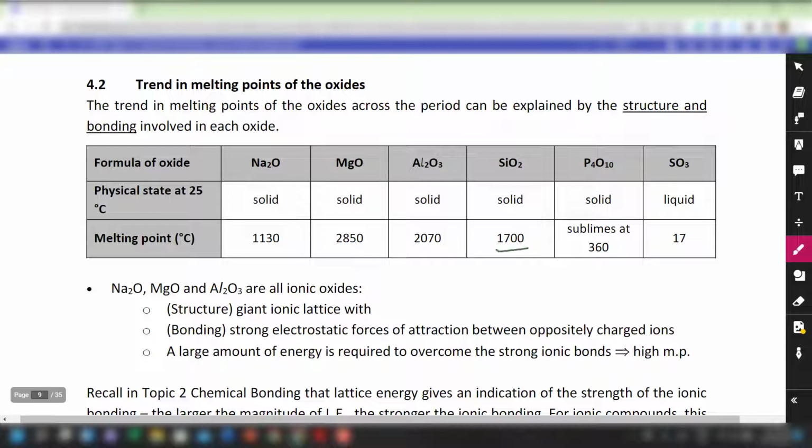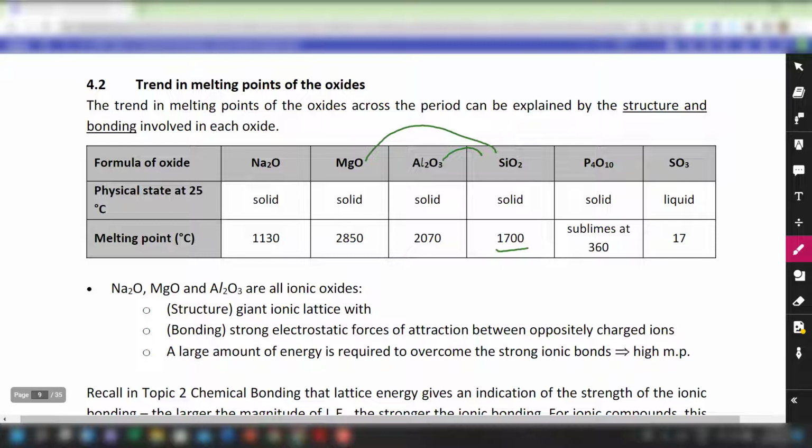So you expect it to be about 1700. We can't exactly compare the covalent bond strength as well as the strength of the ionic bonds directly without making any other references, so let us not try to do that. And for P4O10 and SO3, they are clear-cut covalent compounds, so you expect weak instantaneous dipole-induced dipole interaction between them, or dispersion forces.